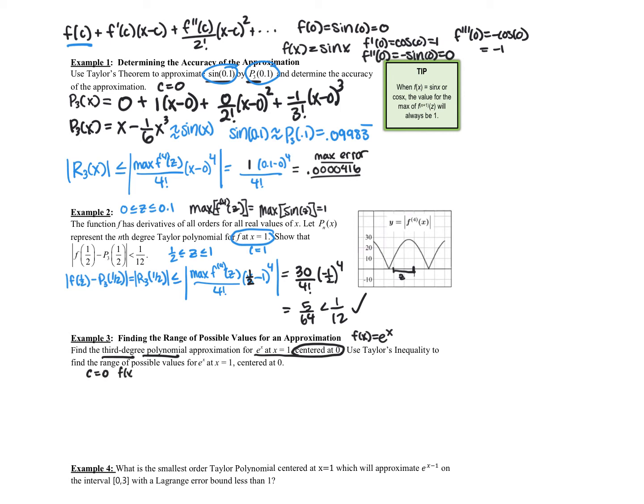So if our center is 0 and f of x is e to the x, then a 3rd degree Taylor polynomial, I'm going to go ahead and give it to you. It's pretty easy to come up with, but we'll just write it out. It will be 1 plus x plus x squared over 2 factorial plus x cubed over 3 factorial.